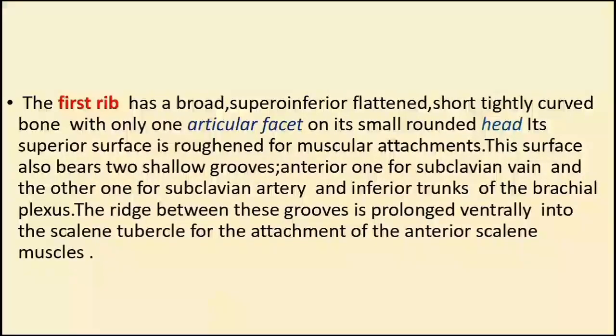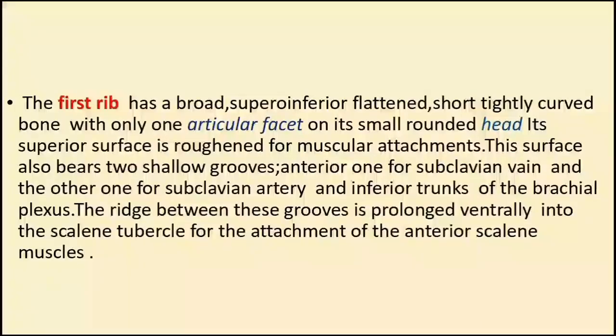Its superior surface is roughened for muscular attachments. This surface also bears two shallow grooves anteriorly, one for the subclavian vein and the other for the subclavian artery, and inferior trunks for the brachial plexus. The ridge between these grooves is prolonged ventrally into the scalene tubercle for the attachment of the anterior scalene muscles.